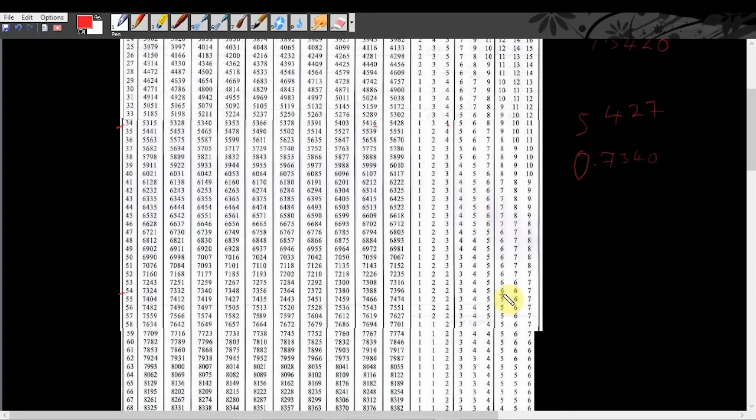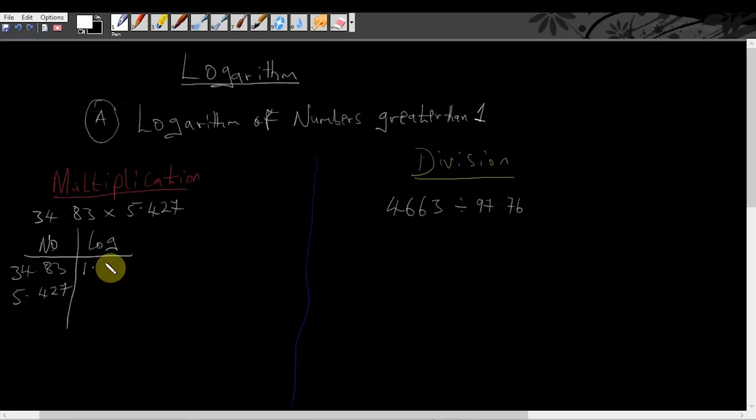7340. Difference 7 is 6. You quickly write it down under this last one. Add them. You are having 6 here, 4 here, 2 here, 7. Then 0 comes. Then this is the logarithm we are having. From the logarithm table we got 5420. The characteristics of this is 0.